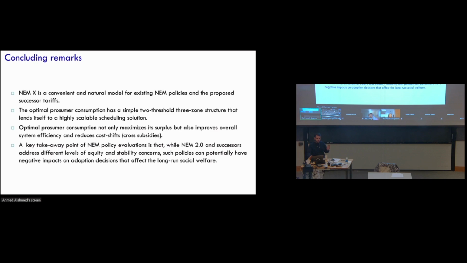So you definitely have a trade-off between economic efficiency, like social welfare, equity, like cross-subsidies or cost shifts, and technology sustainability or adoption levels. You have those trade-offs, and you need to be prudent in designing the net metering policy that hits the sweet spot between these different performance measures.